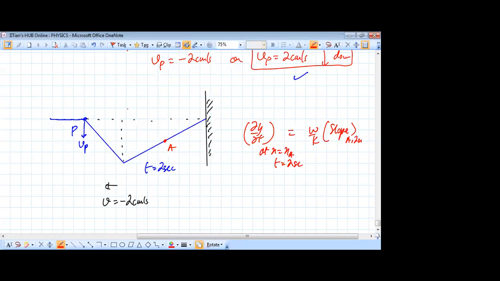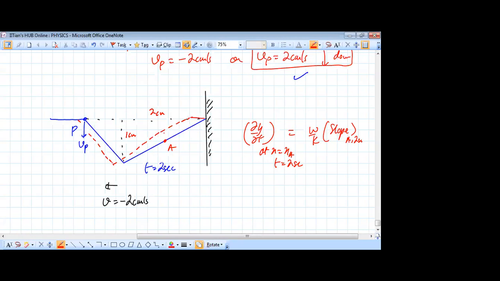So what is this slope now? This slope would be a positive quantity. This is 1 centimeter, this is 2 centimeters. So this slope would be plus half. You can see as this wave is propagating like this, the point A would tend to go up, as you can see.